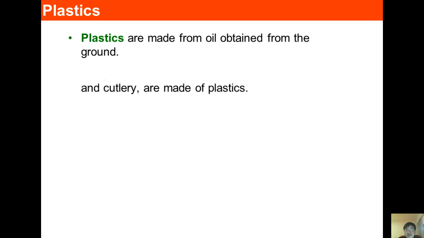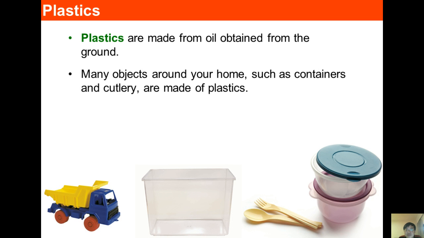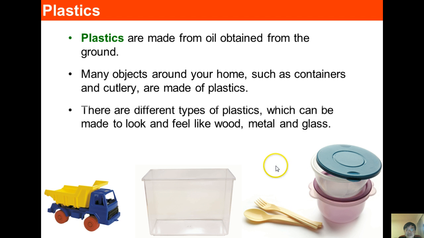Many objects around your home, such as containers and cutlery, are made of plastic. A plastic spoon, very useful. Plastic is useful because you can get it in different colors. You can have almost transparent plastic like this, big, small, in different shapes and sizes. There are different types of plastic which can be made to look and feel like other materials, for example wood, metal and glass.